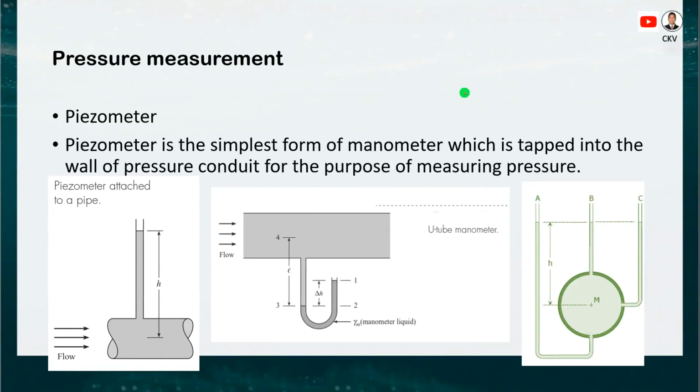Okay, for pressure measurement, here are the instruments used in measuring gauge pressures. The first one is the piezometer. It is the simplest form of manometer, which is tapped into the wall of a pressure conduit for the purpose of measuring the pressure. So we just put the piezometer there and we determine the pressure head of that fluid, and through that pressure head we can now measure the gauge pressure that is within that conduit.